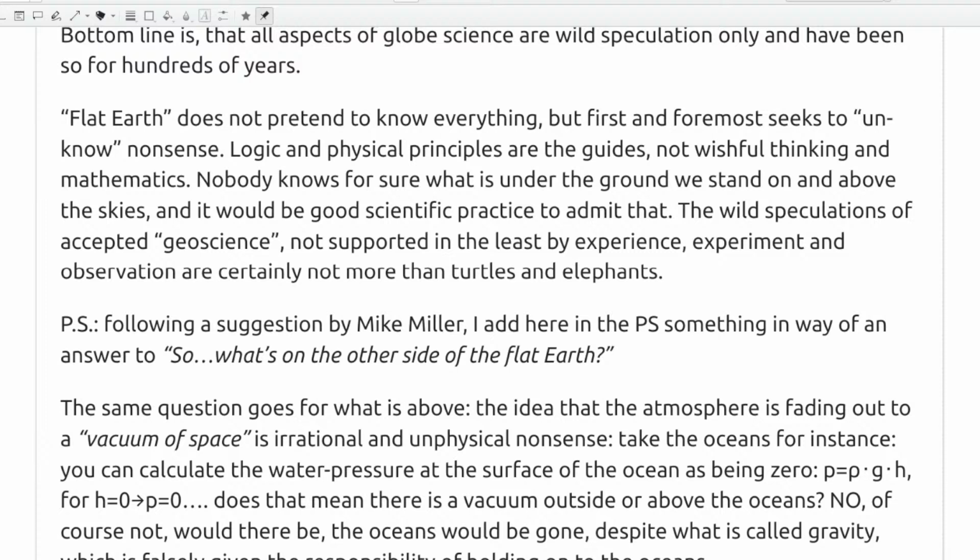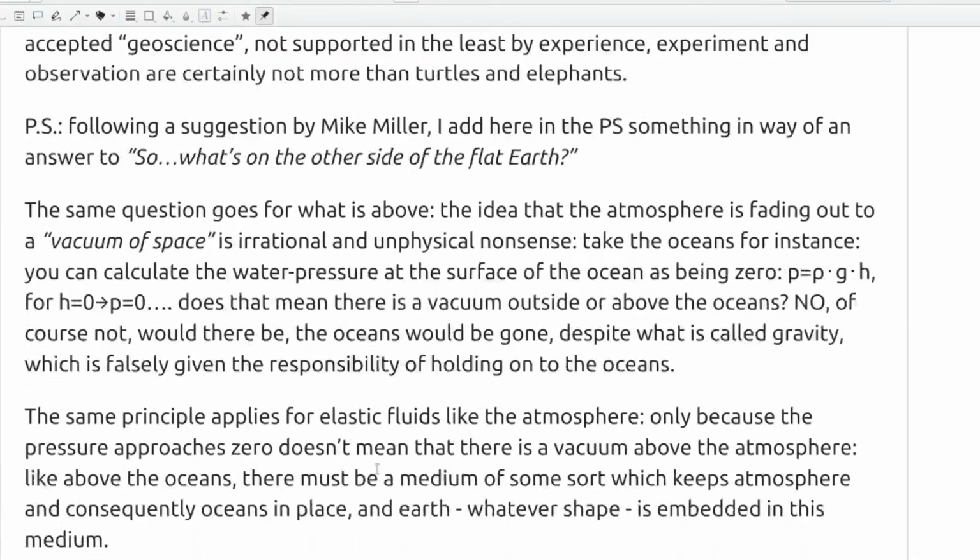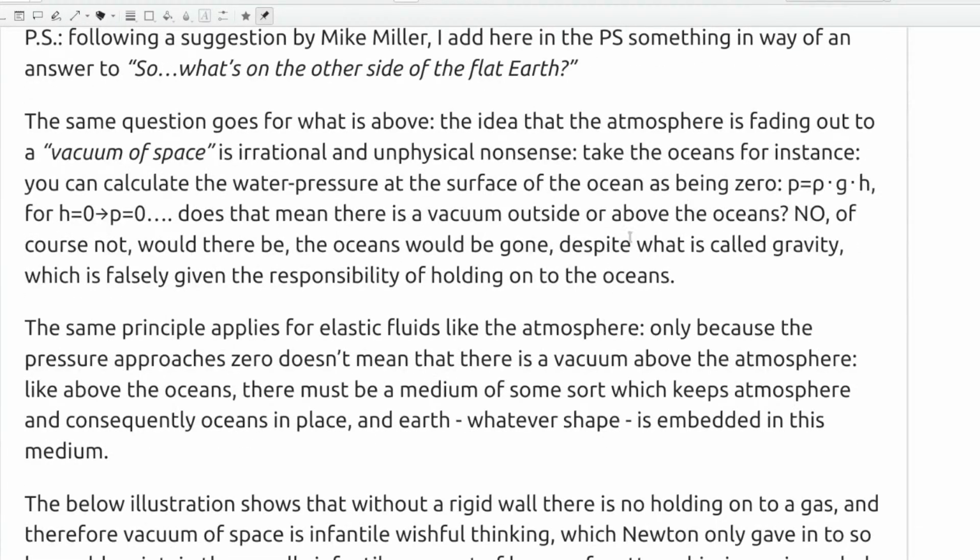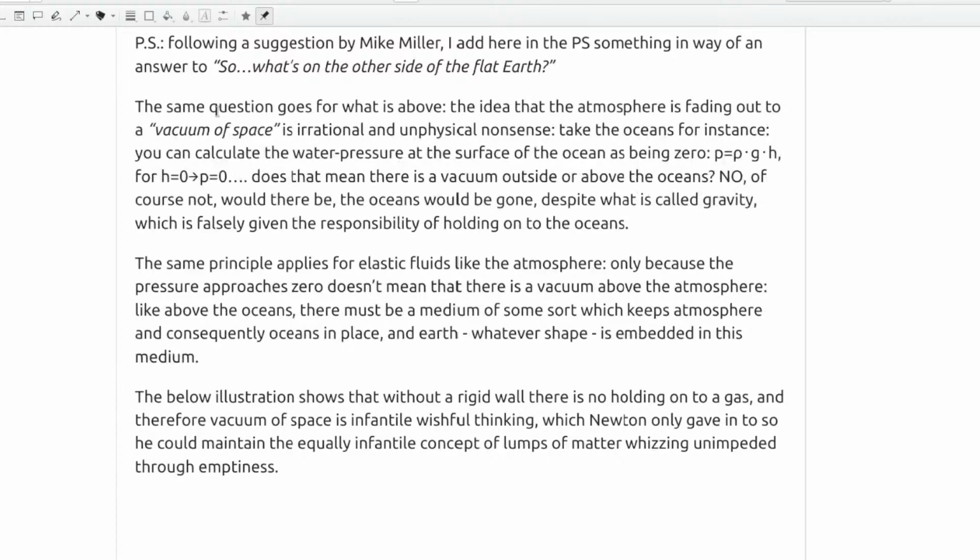P.S. Following a suggestion by Mike Miller, I add here in the P.S. something in the way of an answer to, so what's on the other side of the flat Earth? The same question goes for what is above. The idea that the atmosphere is fading out to a vacuum of space is irrational and unphysical nonsense. Take the oceans, for instance. You can calculate the water pressure at the surface of the ocean as being 0, P equals rho times g times h, for h equals 0 to P equals 0.